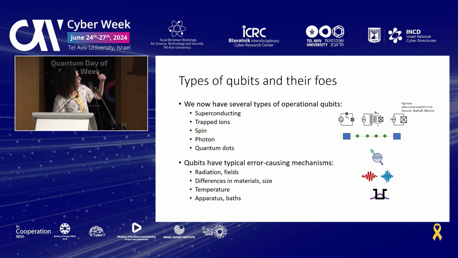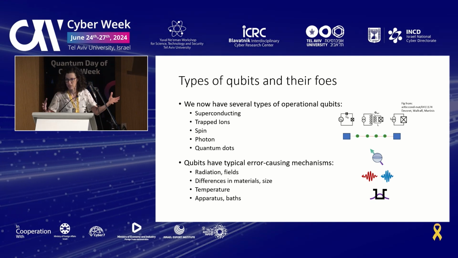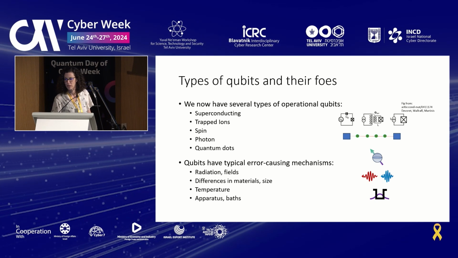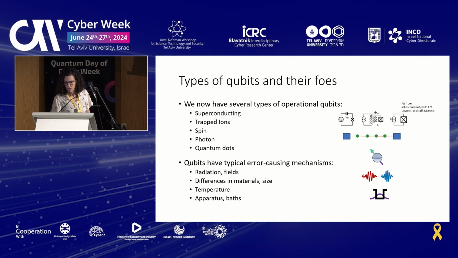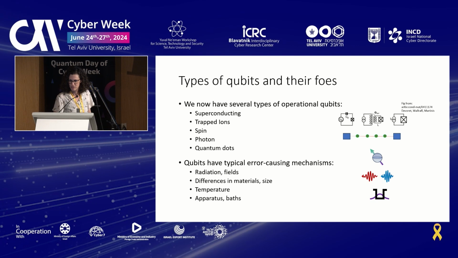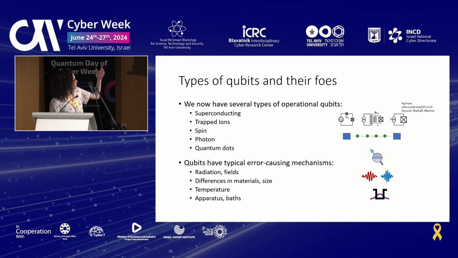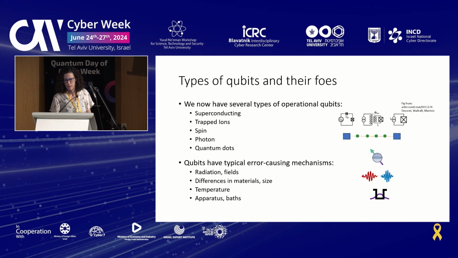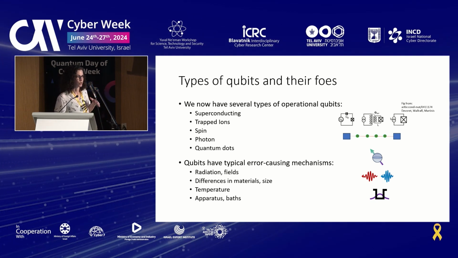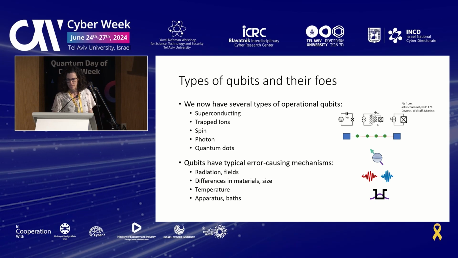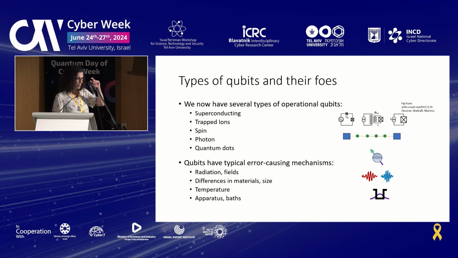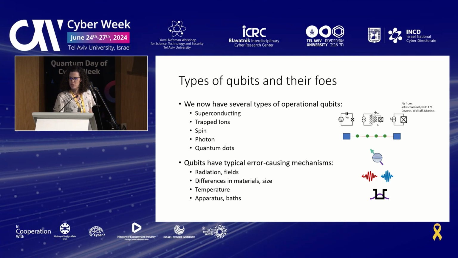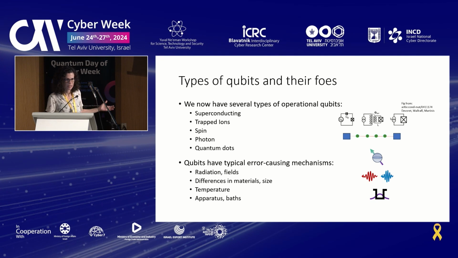Okay, so this is my lame attempt at cartooning some almost comprehensive list of the operational qubits that we now have in the world, and they are based on a variety of systems. We have superconducting qubits. There are several types of those. There are flux qubits, and phase qubits, and Cooper pair boxes, and so on. There are trapped ions. There are also systems that are based on neutral atoms. There are systems that are based on spin, which is a magnetic degree of freedom or some angular momentum of particles. There are qubits based on photons, quantum dots. It's a long list, okay?